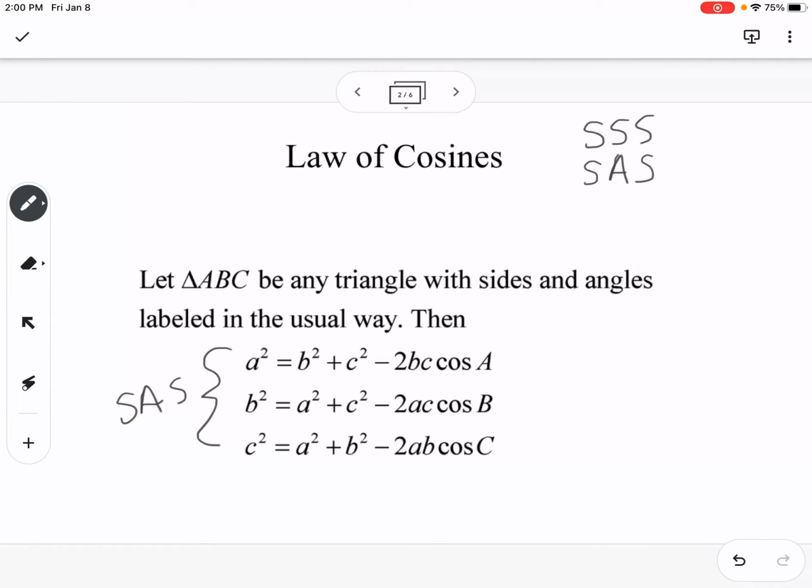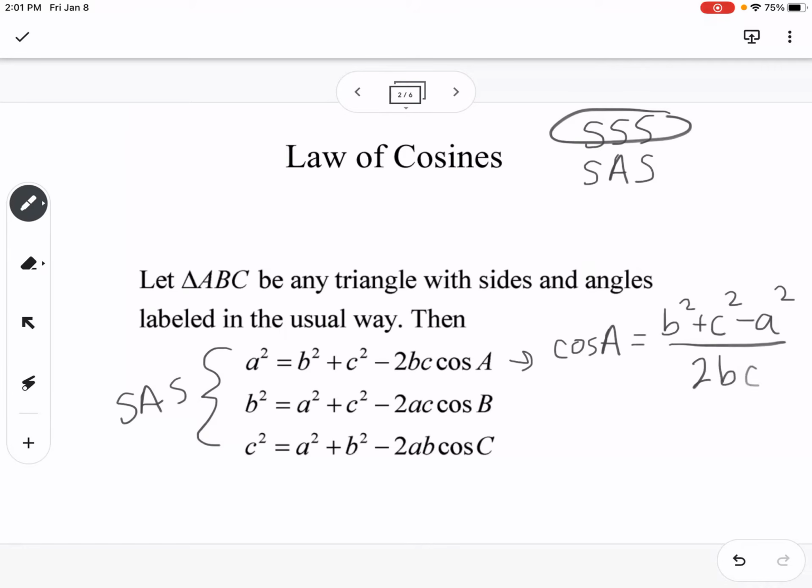Then you can take each of these and rewrite them so that you can find an angle, to use if you have side, side, side. Like if we take the first one, we could solve for cosine of A, which would be B squared plus C squared minus A squared over 2BC. Then you can apply that to the other two as well. So that's if you have all three sides and are looking for an angle.